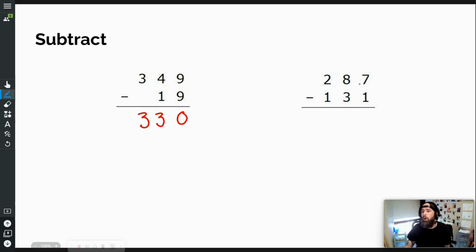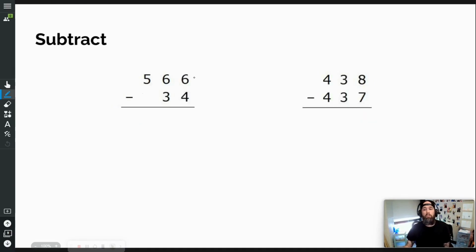Okay? How about 287 minus 131? Start from the right. 7 minus 1 is 6. Write it down. 8 minus 3 is 5. Write it down. 2 minus 1 is 1. And you end up with 156. Okay. All right. 566 minus 34. Start all the way to the right. 6 minus 4 is 2. 6 minus 3 is 3. 5 minus nothing is 5. And you end up with 532.